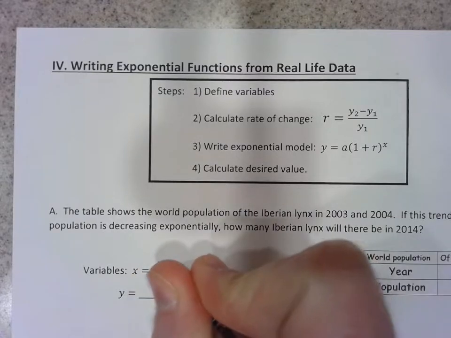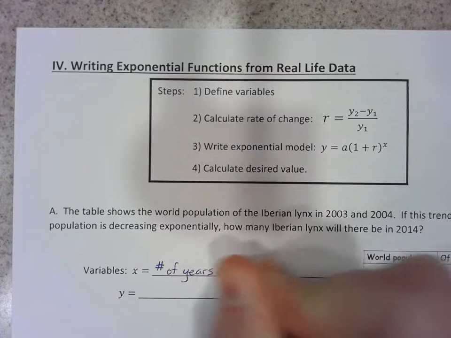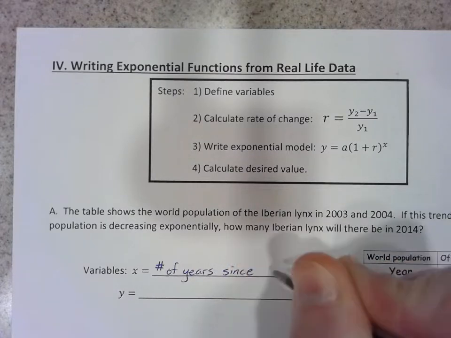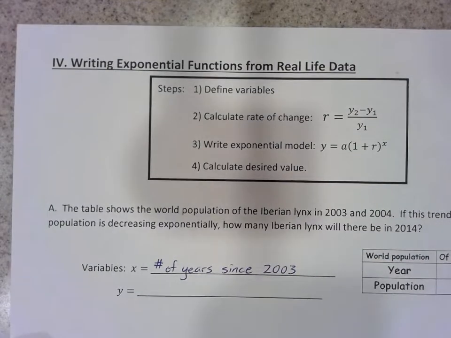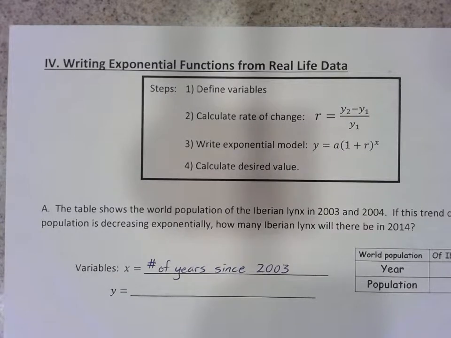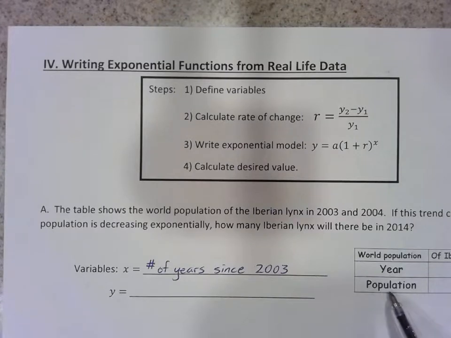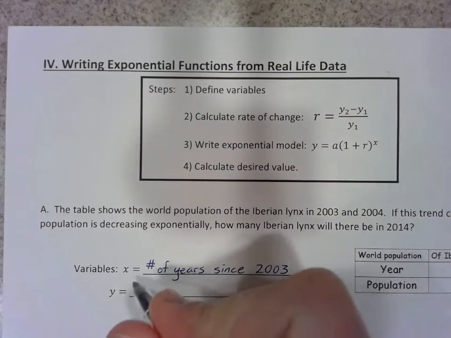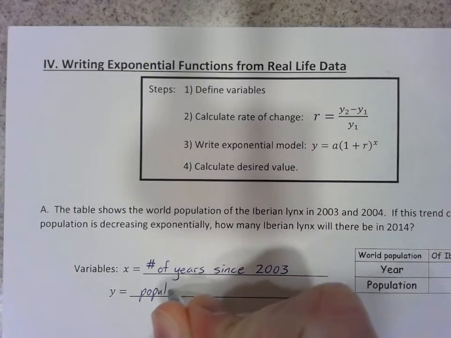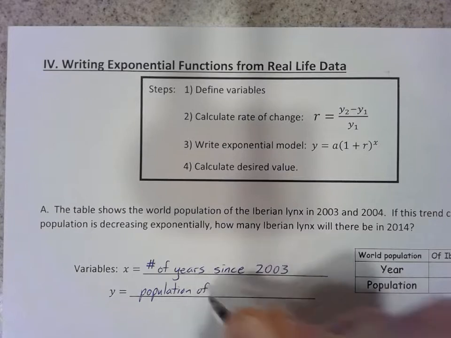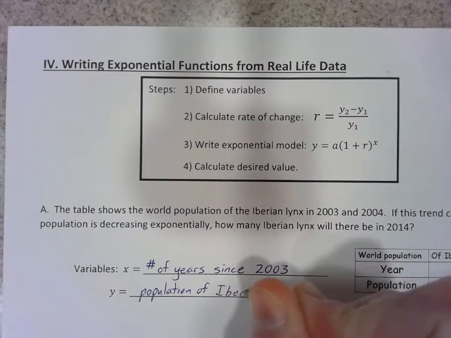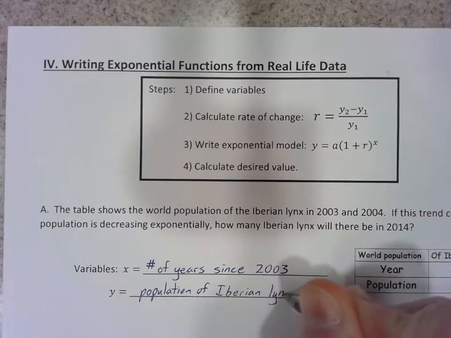I want to say number of years, but now I'm going to include since 2003. That makes 2004 1 year, so x would equal 1 in 2004, x would equal 2 in 2005, and so on. The y value looks like population of the lynx. So y is the population of the Iberian lynx.